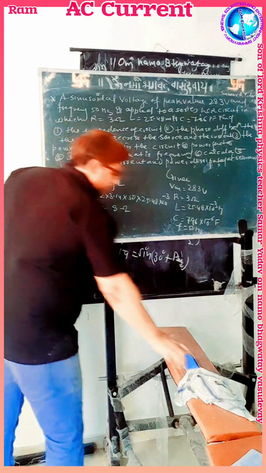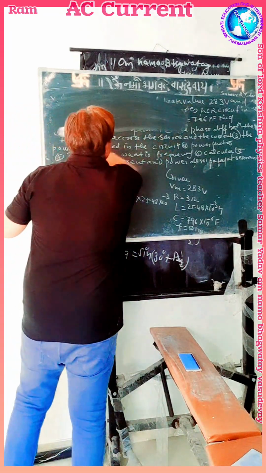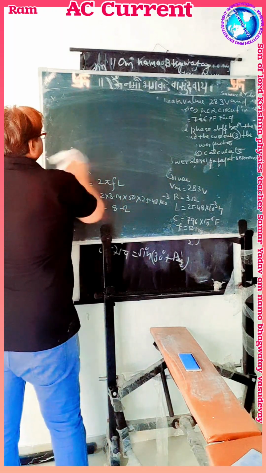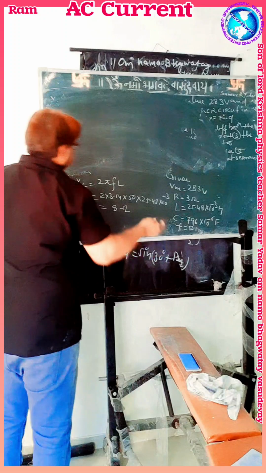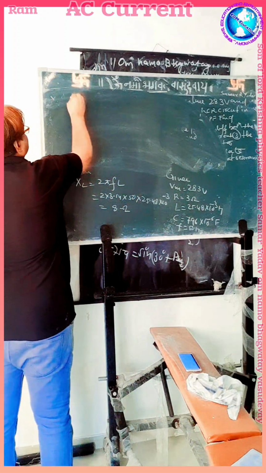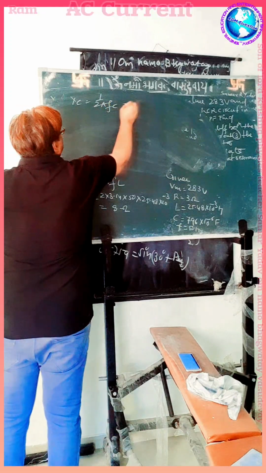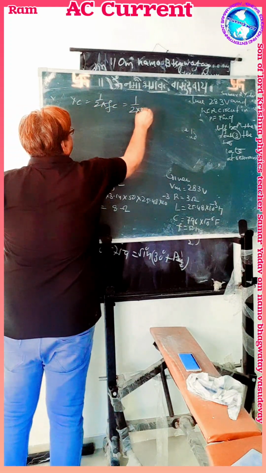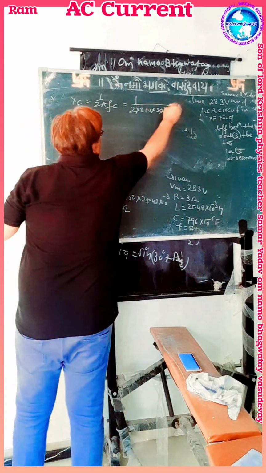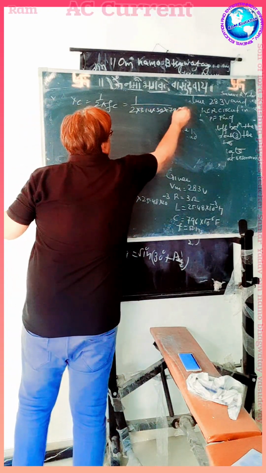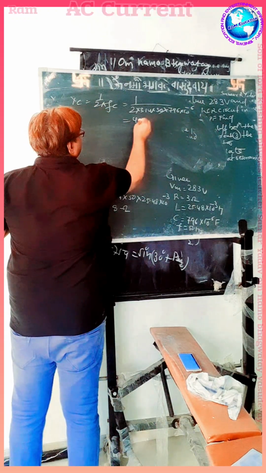Now after that, for capacitance, XC is equal to 1 upon 2 pi FC is equal to 1 upon 2 pi, means 3.14 into 50 into C, that is 796 into 10 to the power minus 6. Solving this, you get 4 ohm.